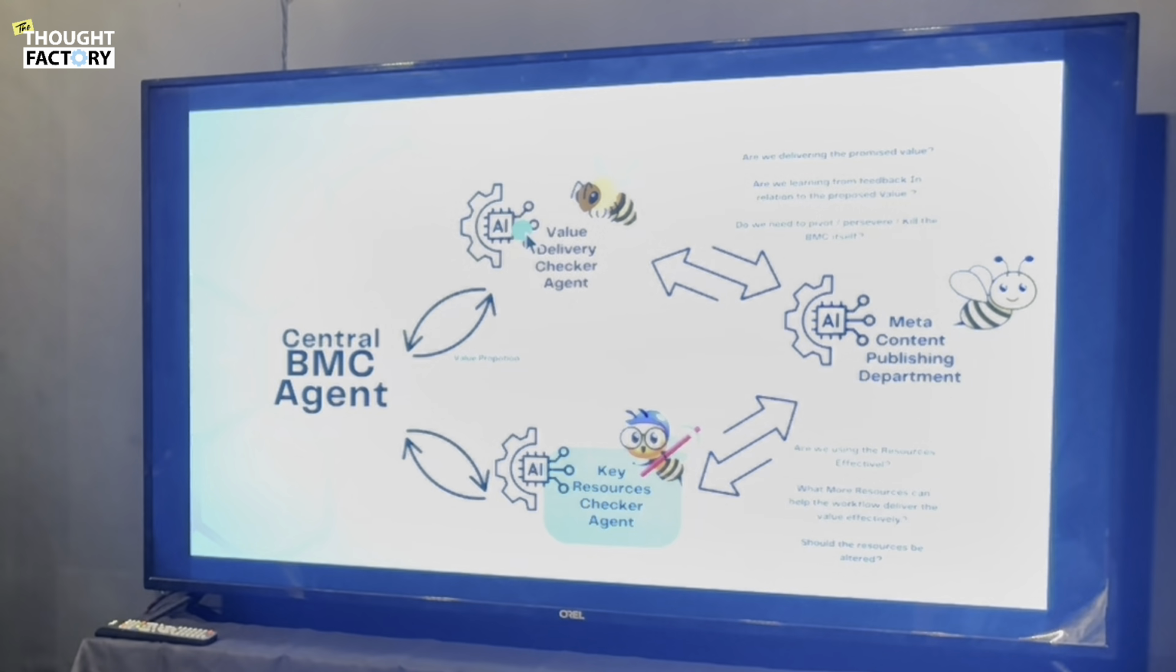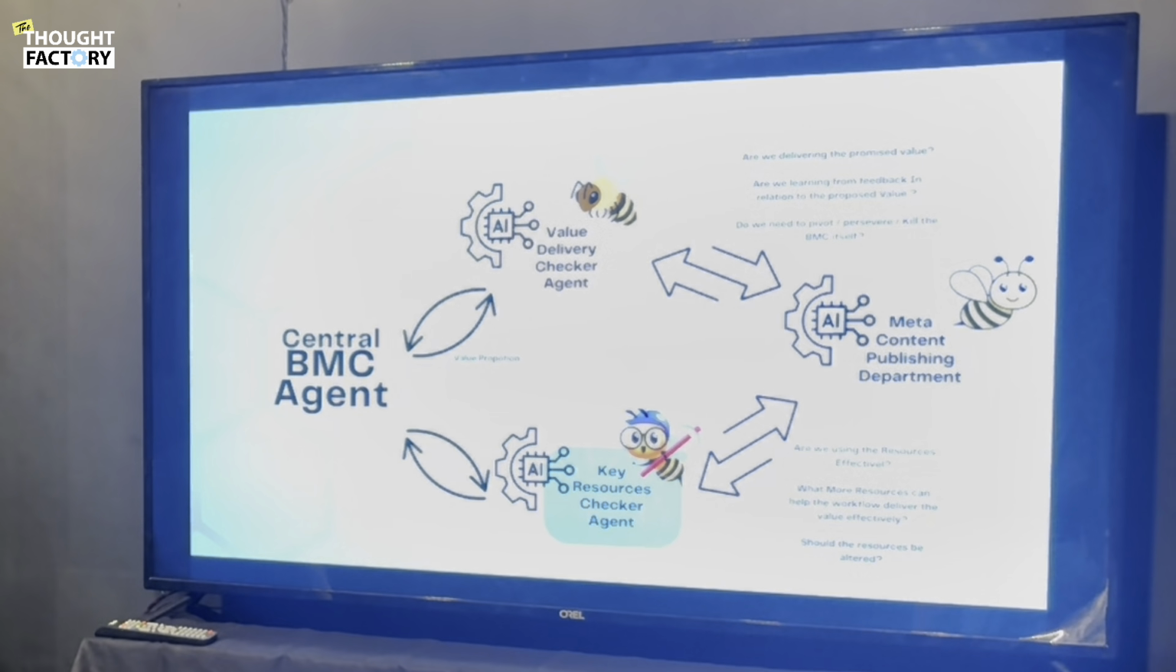So this publishing department works every time it publishes one thing. It creates every time it outputs something. There is a value delivery checker agent, a dedicated agent for this department, just to communicate with the central BMC agent. What does it do? This value delivery checker agent goes and asks, are we delivering the promised value? Through the posting, how do we know the feedback?